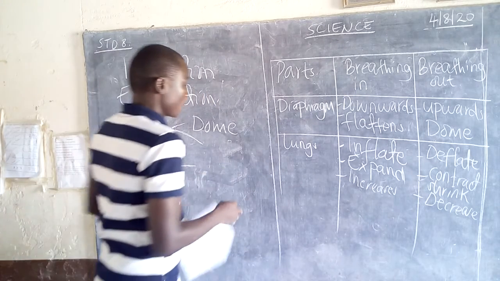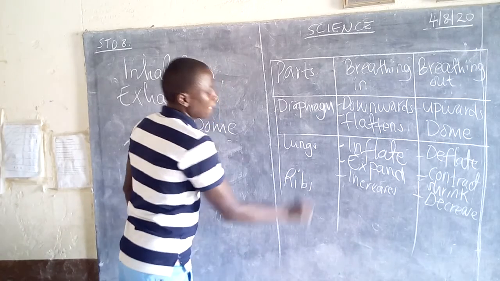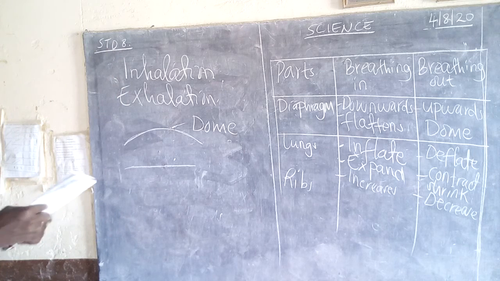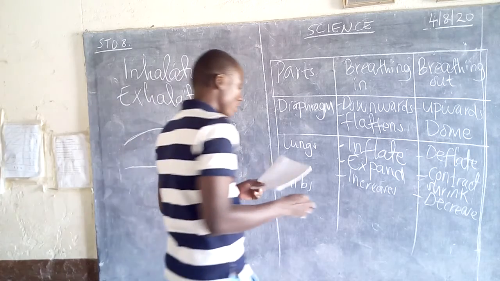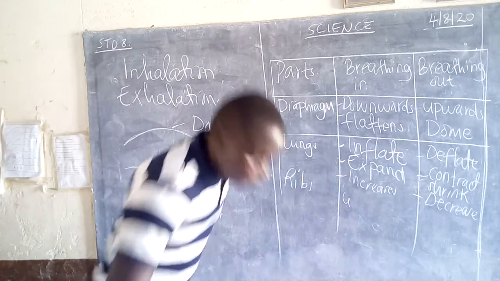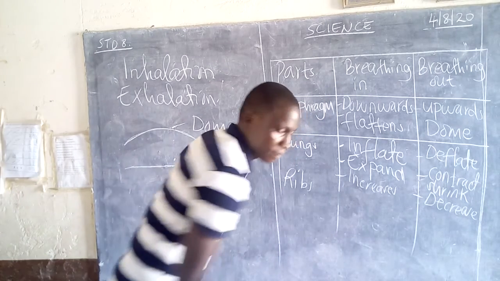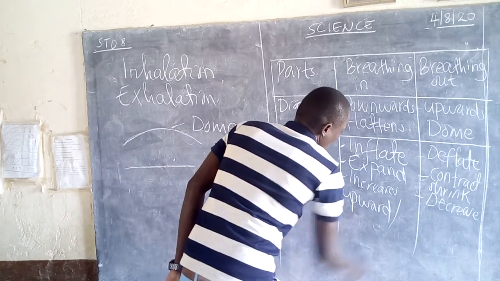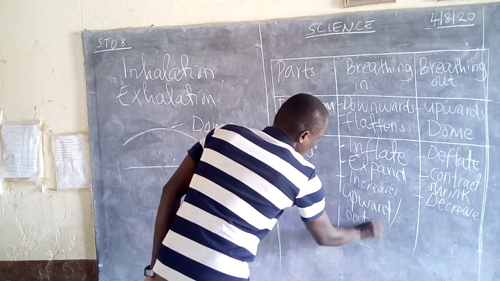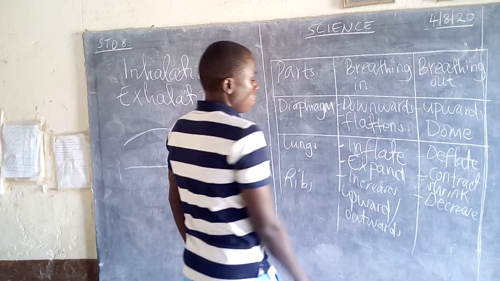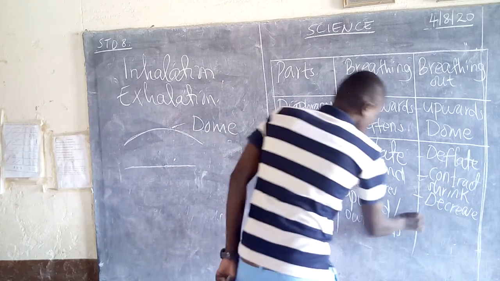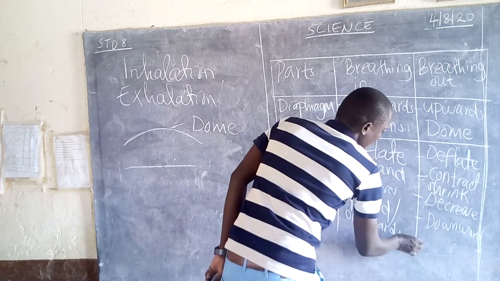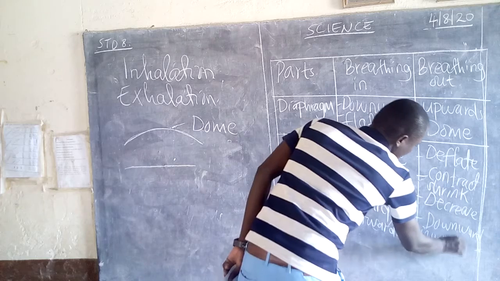And then you go to the ribs. What happens to the ribs when one is breathing in? The ribs move upwards and outwards. And when you're breathing out, the ribs move downwards and inwards.